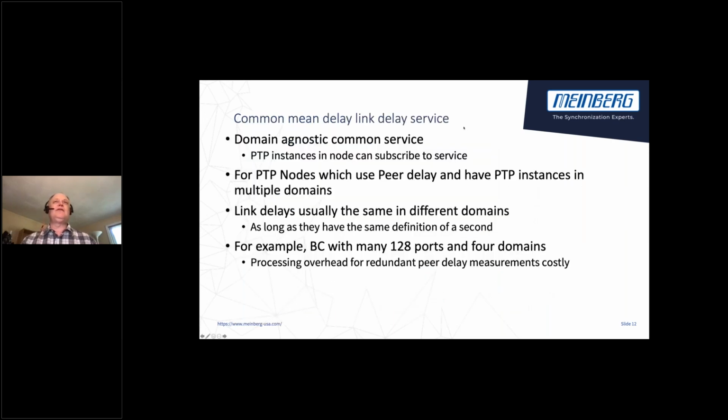Okay, common mean link delay service. This is something that came from the IEEE 802.1 AS profile. Something they wanted, and they were developing in their profile at the same time we were developing this version of the standard. It was for the use cases related to manufacturing and industrial automation, where they will typically have multiple profiles running, and they use peer delay, so they're just sending delay measurement messages between adjacent devices, to measure cable delays and things.